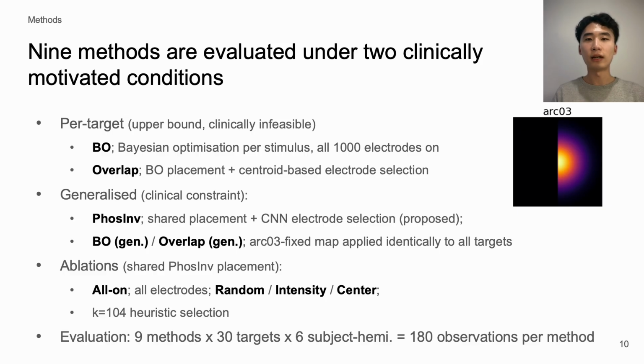This is where PhosInv lives: a shared placement with learned per-stimulus electrode selection. We also include 2 frozen reference baselines, BO generalized and overlap generalized, which take the per-target solution and apply it identically to every target. Finally, we have some ablations that share the PhosInv placement: all-on and 3 K-matched heuristics, random, intensity, and center. In total, 9 methods, 30 targets, 6 subject hemispheres, giving 180 observations per method.